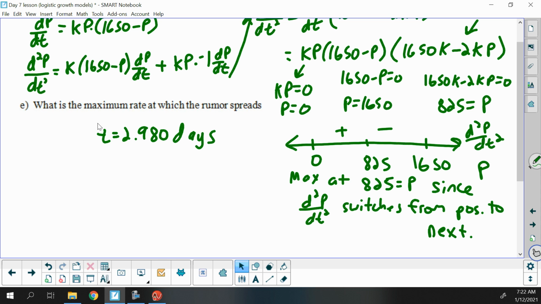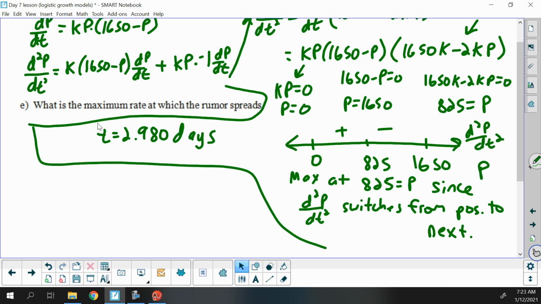Okay, and this is all for the question up above, part D. Sorry, I didn't give you a ton of space.